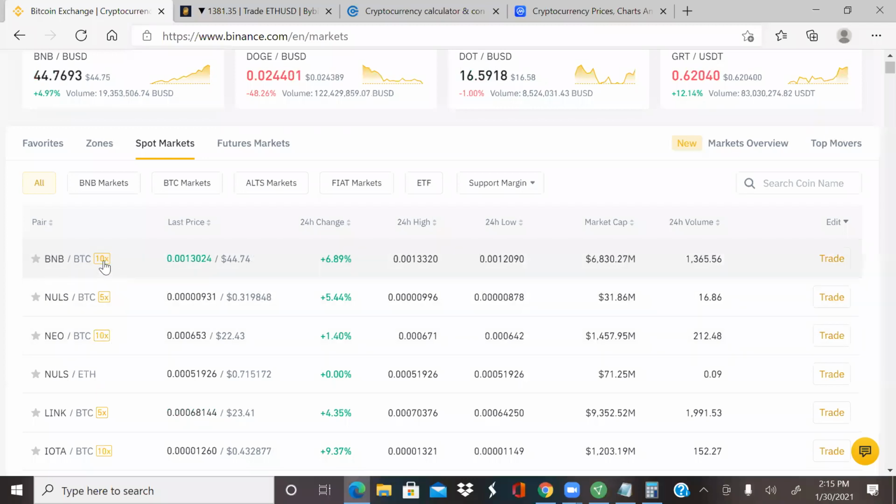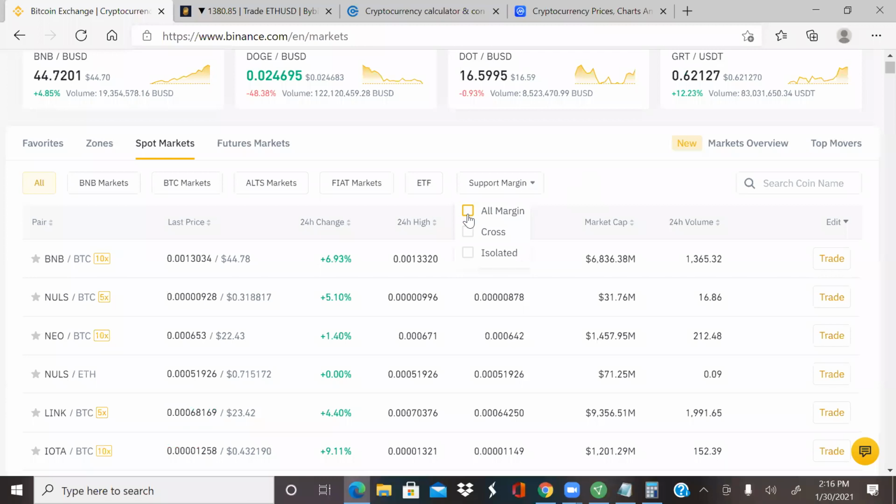All these that have 10x, 5x, what that means is that you can leverage up to 10 times your amount. That means if you have $1,000, you can leverage up to $10,000, meaning that you can borrow an extra $9,000 to trade. The same thing with the 5x. Now, if you want to check for margin trading, you see where it says support margin.